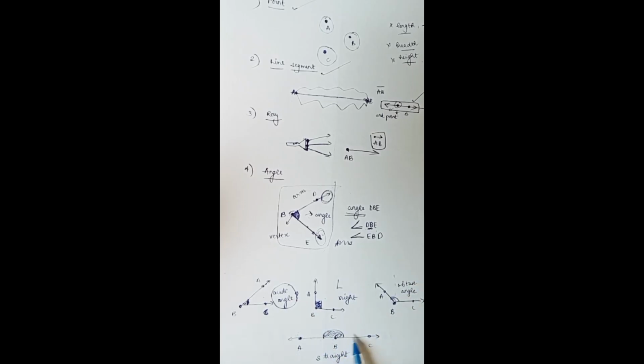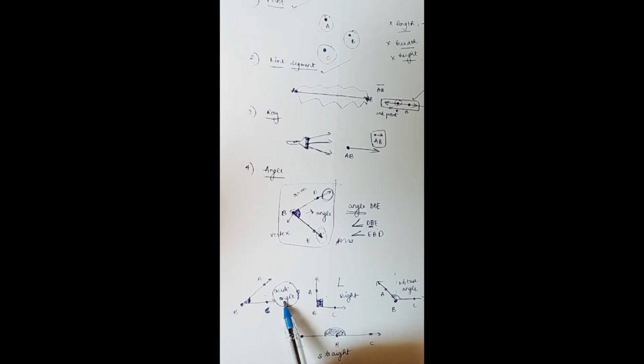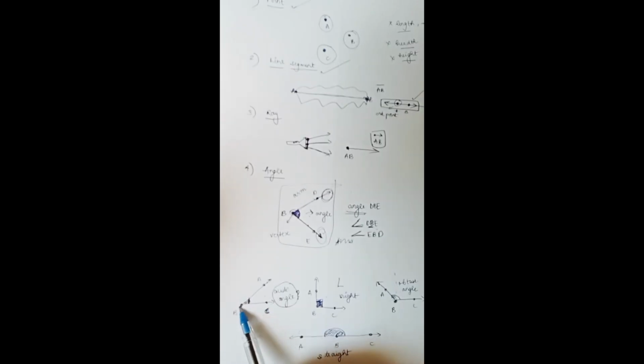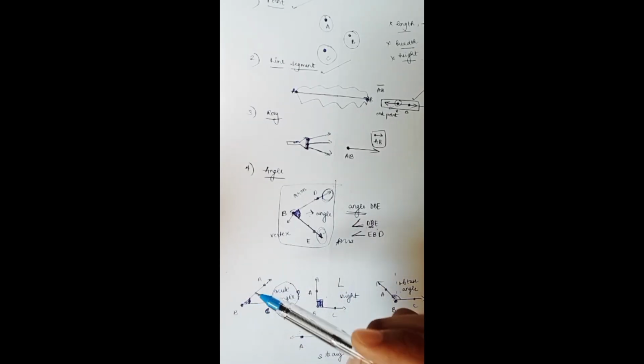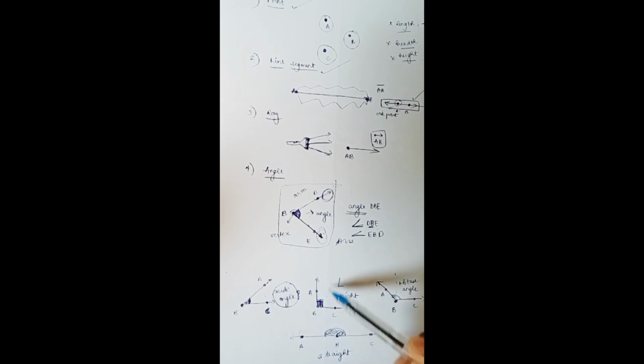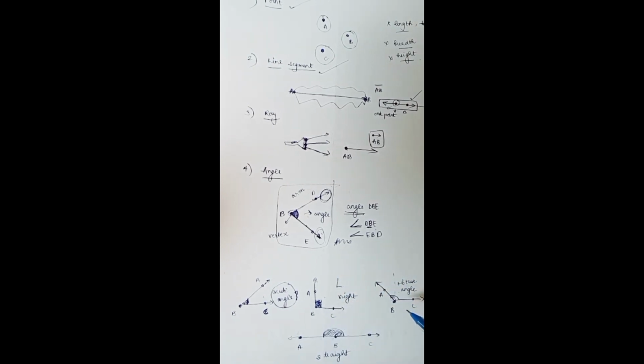right angle, acute angle, obtuse angle. Straight angle is when the arms of the angle lie in a straight line. Right angle is when the arms of the angle lie in an L position. Acute angle is when the arms of the angle are less than the right angle. And obtuse angle is when the arms of the angle are greater than the right angle.